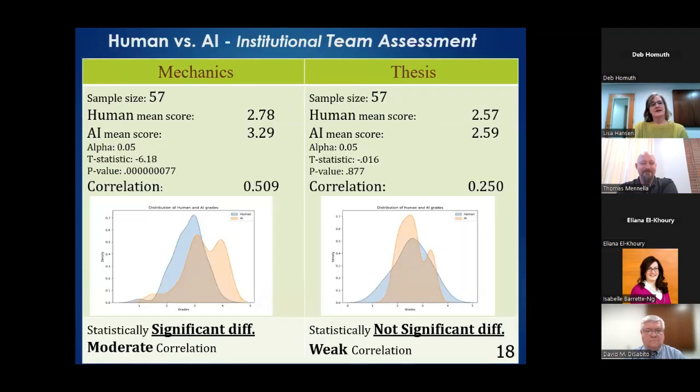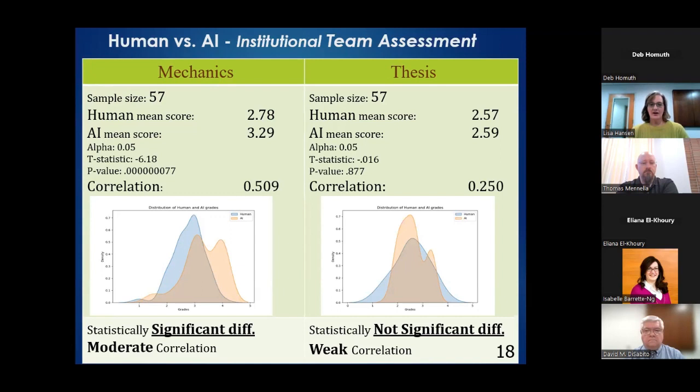So just to share the results for our study for the institutional team assessment, for that first learning outcome, mechanics, which I like to think of as a little bit more objective because you're in a sense kind of counting spelling errors and grammatical errors. You'll notice from the distribution that the peach, the AI, is a little bit to the right. So the mean score is a little bit above the scores for the humans. It was a statistically significant difference. And the correlation was moderate. They moved somewhat in the same direction, but not perfect correlation.